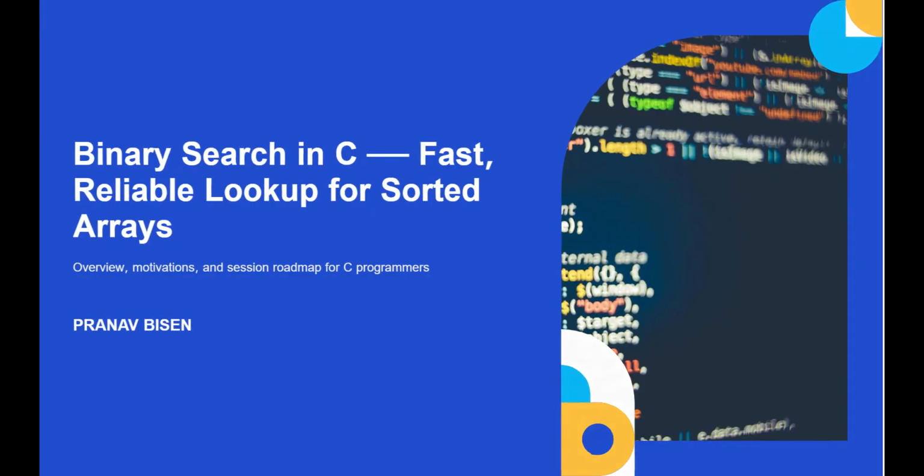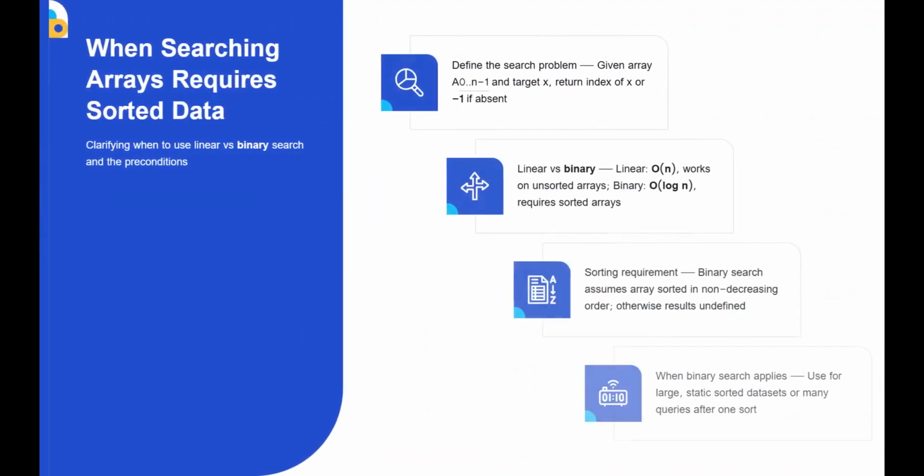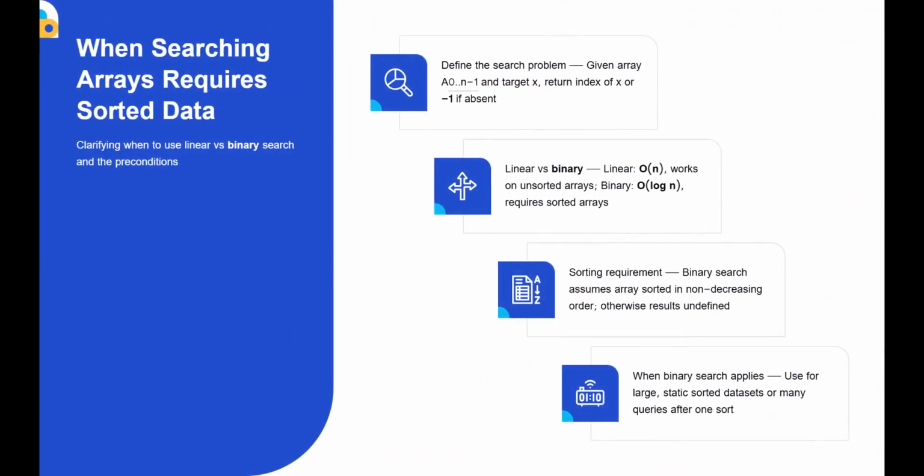So let's get started. We will see when it is used. When searching arrays, binary search requires sorted data. For sorted data it is used. And now we will see the difference between linear search and binary search.